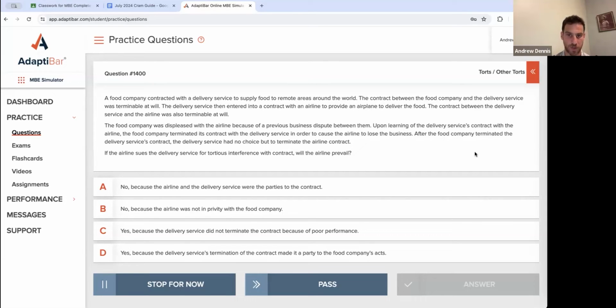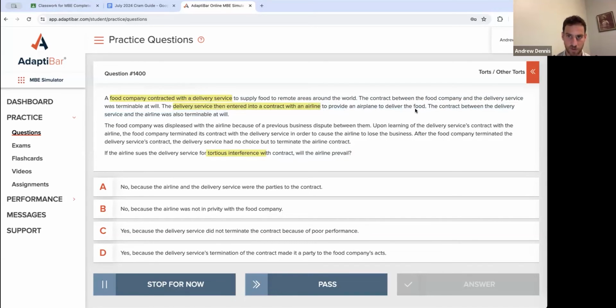So let's look at what we have right here, because we're having a tortious interference question. So you've got to know who the parties are. The first party is a food company contracted with a delivery service. Then we have the delivery service with the airline.